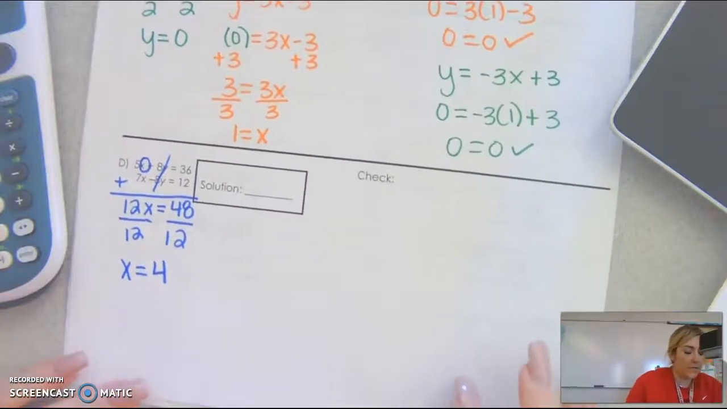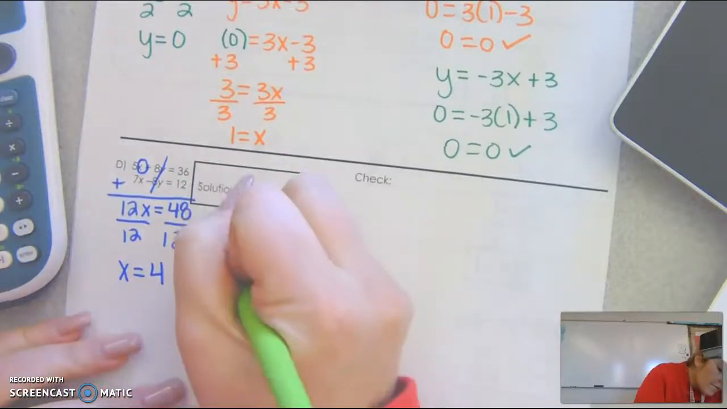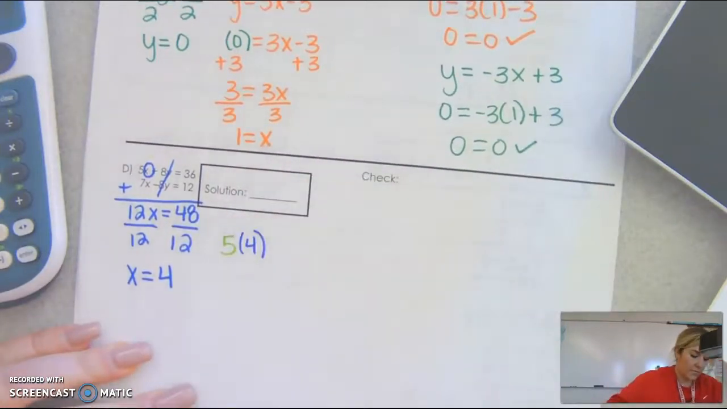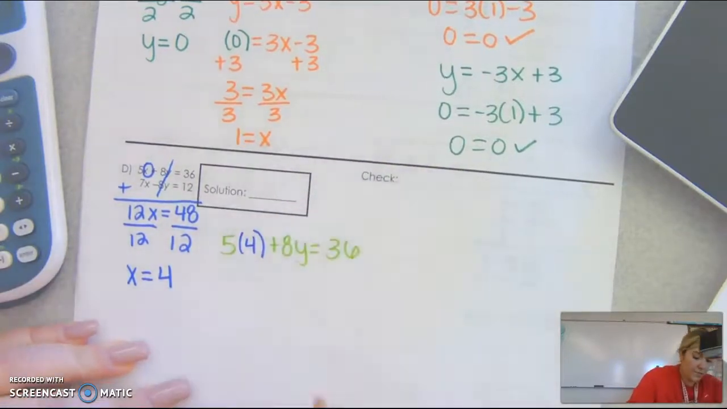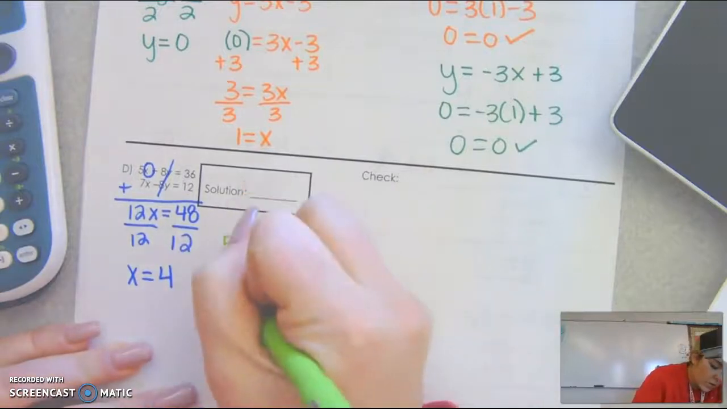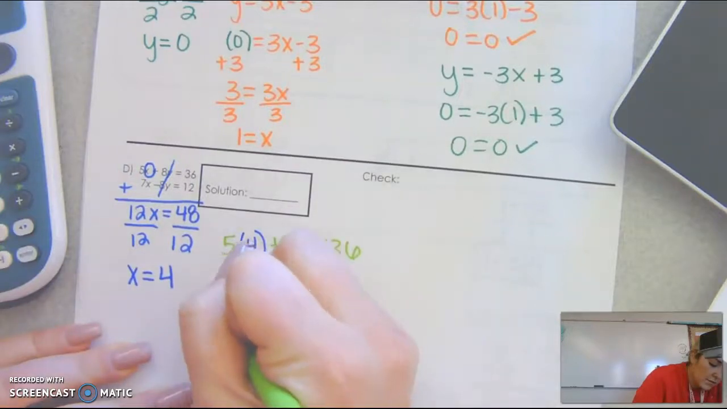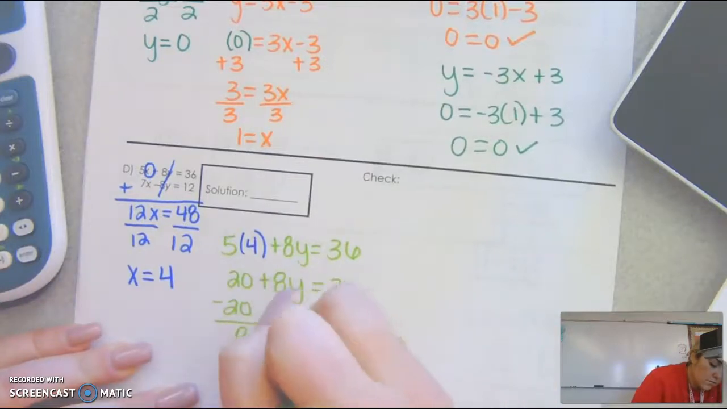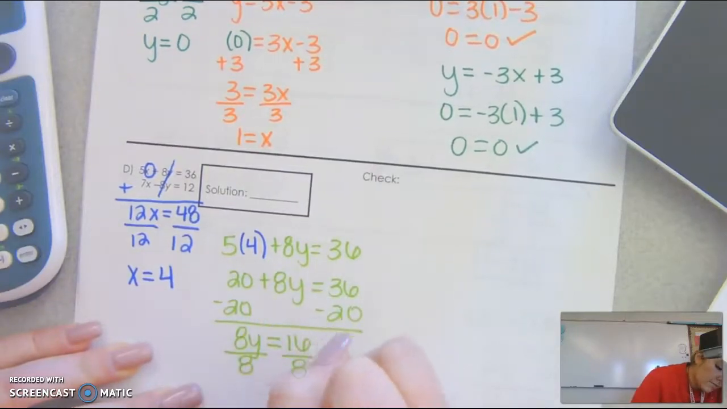Now I'm going to take that 4 and plug it into x in the top equation. You could use the bottom equation if you want. I've just been using the top. So we have 5 instead of x. I'm going to replace it with the 4 plus 8y equals 36. 5 times 4 is 20. Subtract. 36 minus 20 is 16. And divide. We get y equals 2.